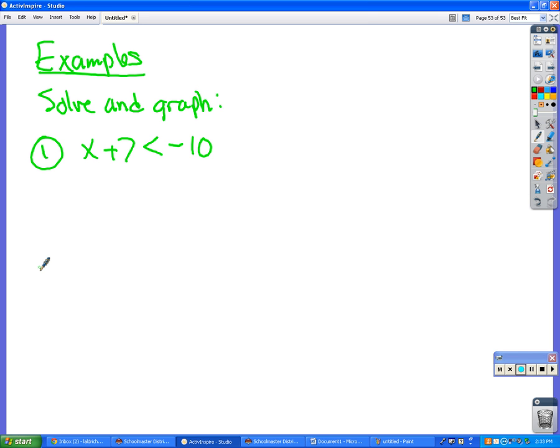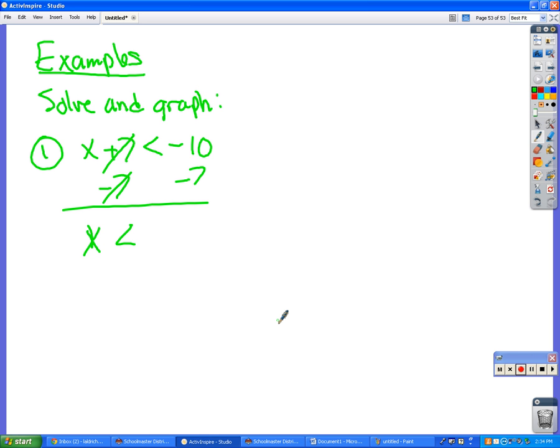So Austin, x plus 7, what do I do to get rid of the 7? What's the opposite of adding 7? Negative 7. Subtracting 7. Okay? So we subtract 7 from here and from here. So those 7s cancel, just like we've been doing. Negative 3. That thing stays the same.